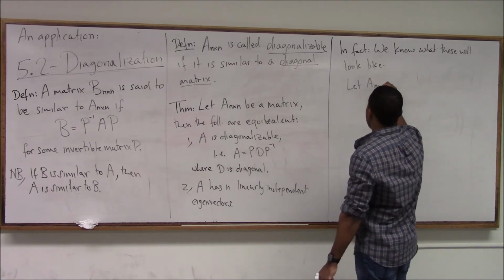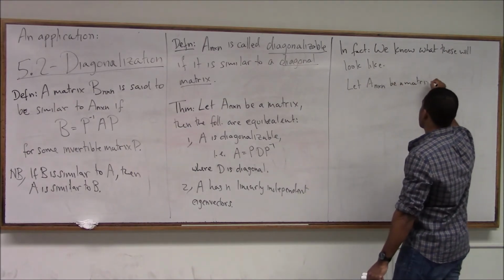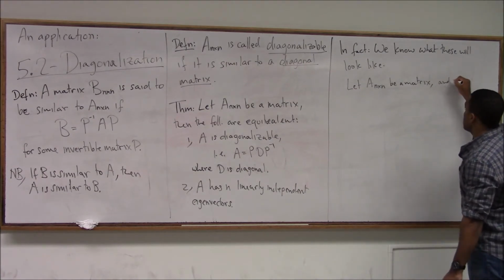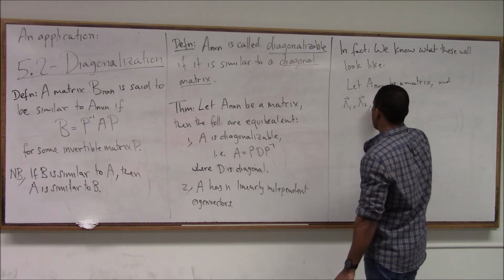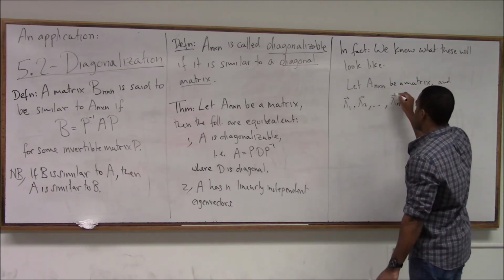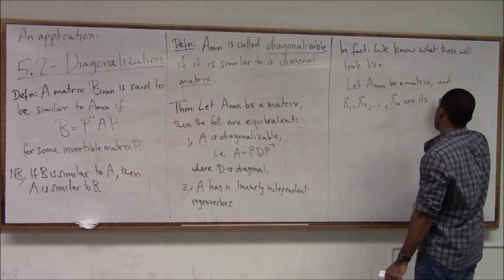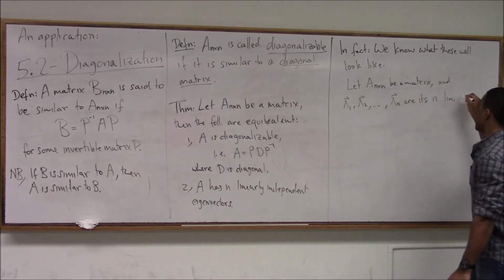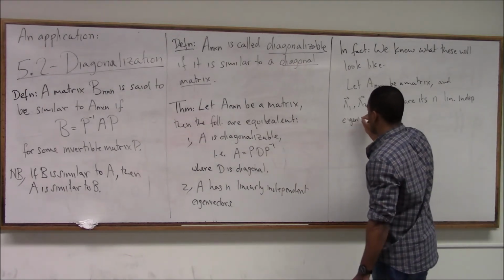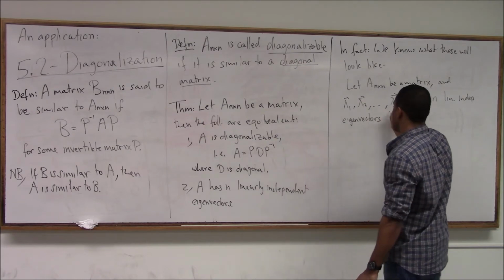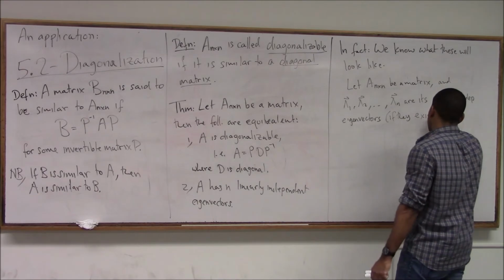Let A be an n by n matrix, and let lambda 1, lambda 2, ..., lambda n be its n linearly independent eigenvectors. If they exist; it doesn't have to. So suppose they exist.